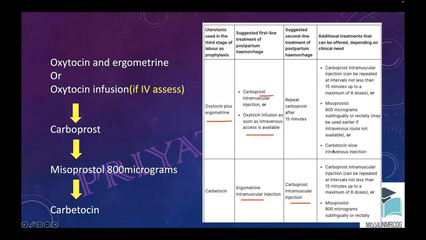But if your patient is already on carbetocin, what will you do? You can use methergine here. Why are they not giving oxytocin? Because carbetocin is an oxytocin receptor agonist only, so that means they are already giving that. So they give ergometrine. Second line will be carboprost, third will be misoprostol.